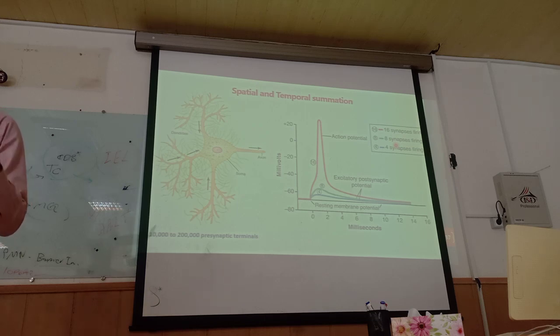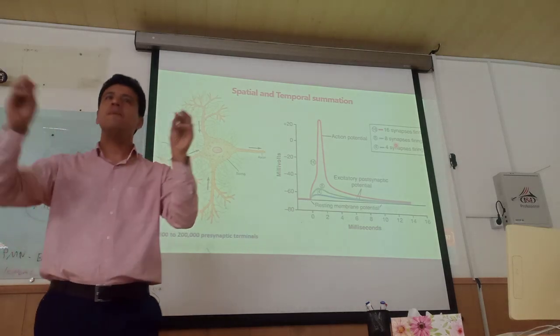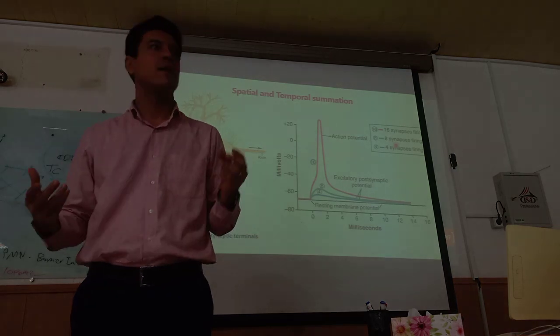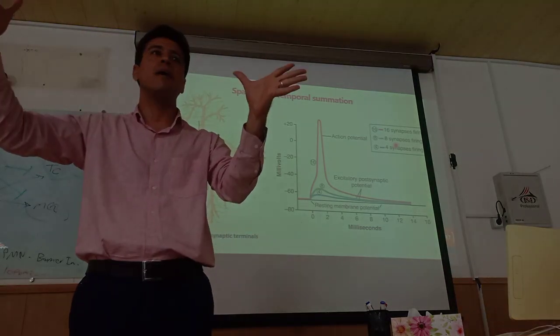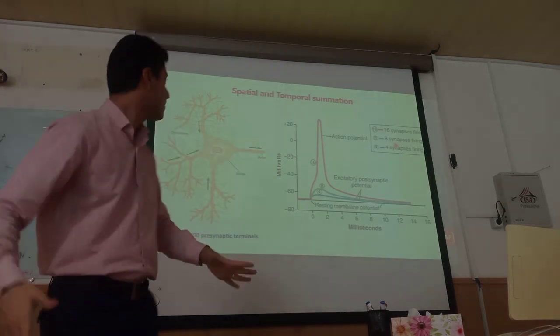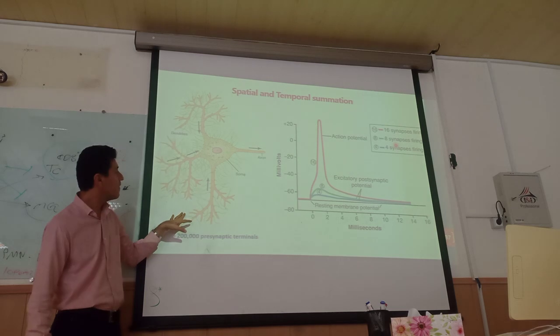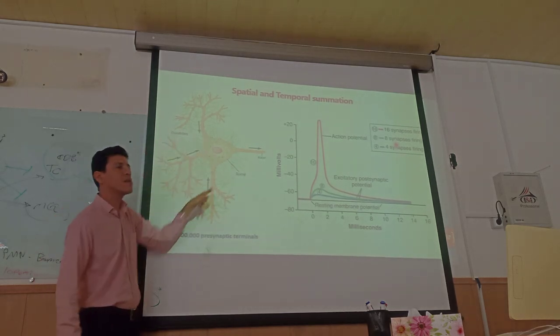We call this summation. 2 types of summations include spatial summation and temporal summation. Spatial summation means EPSPs from different locations are combined together. So we have EPSPs at different points in the space, right? So this is the space of this dendrite. In this space, at different points, we have different synapses.